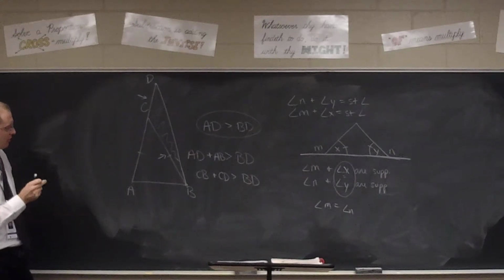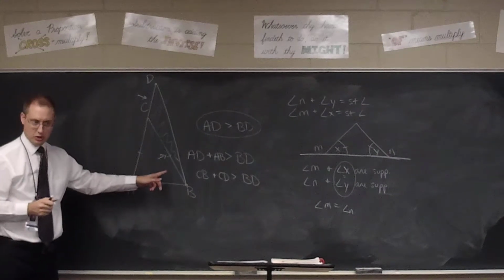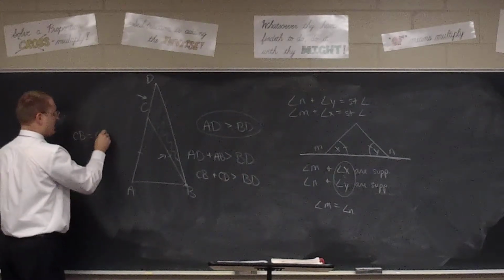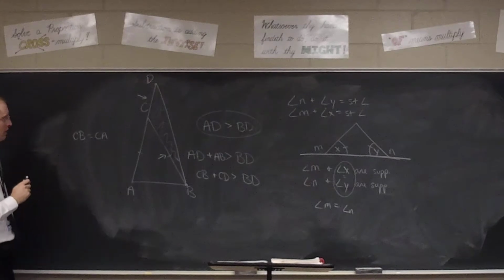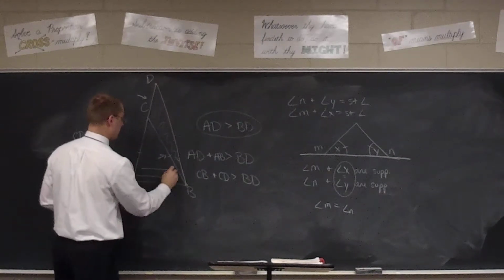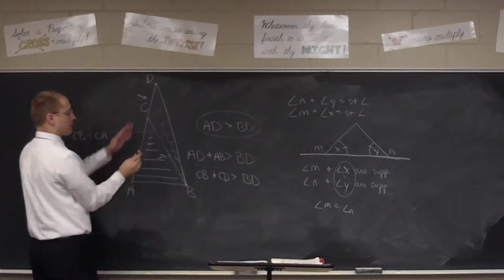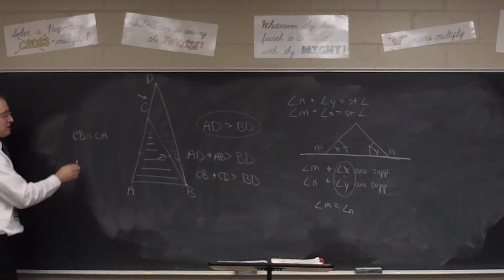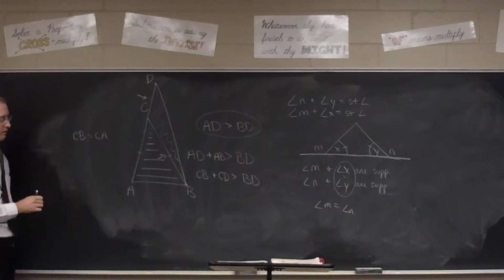Wait a second. This was an isosceles triangle. That's special, right? Because we know that CB and CA are equal. Not isosceles? ABC is not isosceles? Oh, ABC is. Right, that's what I'm talking about. This right here is an isosceles triangle that we started with, which is significant because it means we have two equal sides, CB and CA.